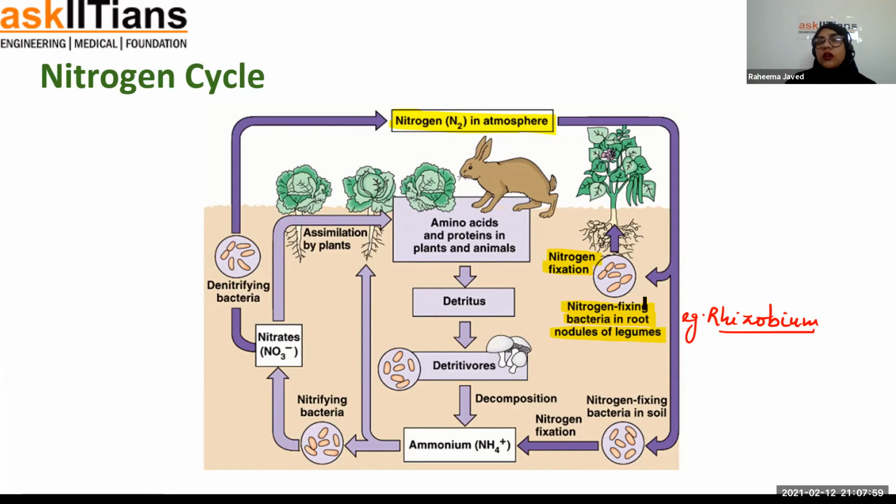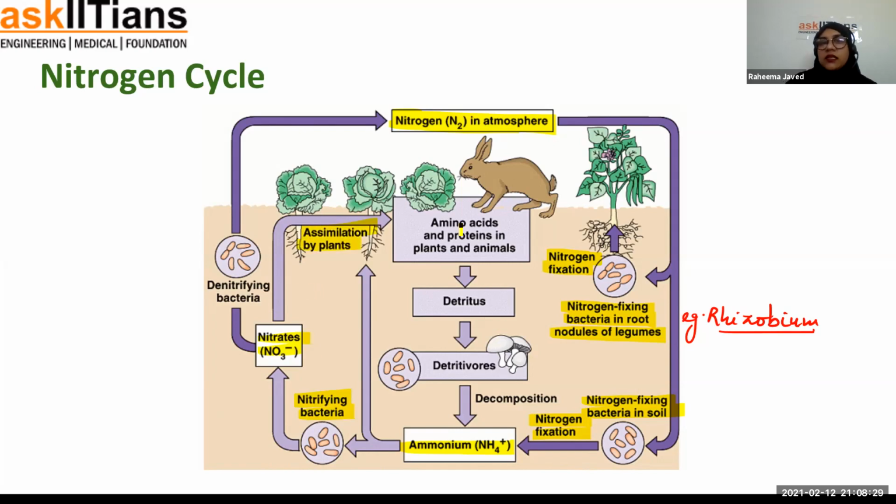So let's move on. When the nitrogen is fixed in the root nodules of the legumes, it is converted into ammonium ion, NH4+, by the plants. From ammonium ion, by the nitrifying bacteria, it is converted into nitrates, NO3 minus ions, and NO3 minus ions can now be used up by the plants.